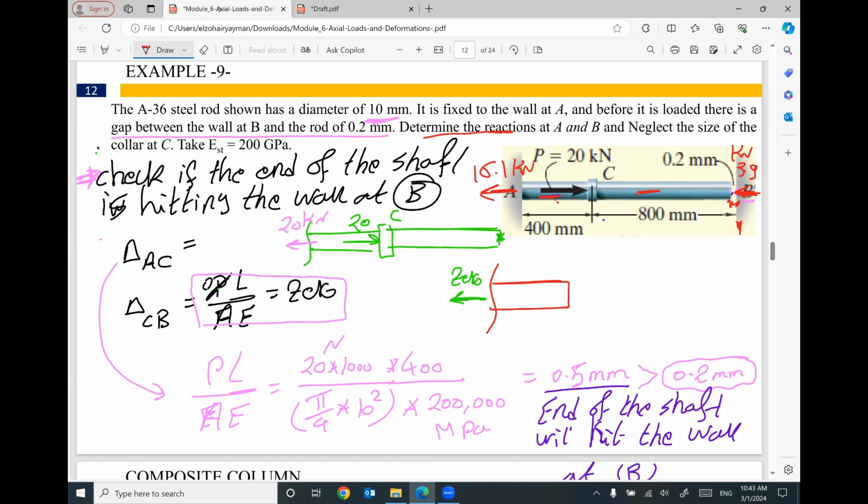So the reaction here, RA, will equal 16.1 kilonewton, and the reaction here will be 3.9 kilonewton. We are looking for the reactions at A and B. But first of all, the first step of this problem, we need to make sure the shaft will hit the wall, so we will have a reaction. Because if the shaft did not hit the wall, we will not have any reaction at B, and the whole reaction at A will be 20 kilonewton, and that's it. That makes sense? This is the first step, the check.